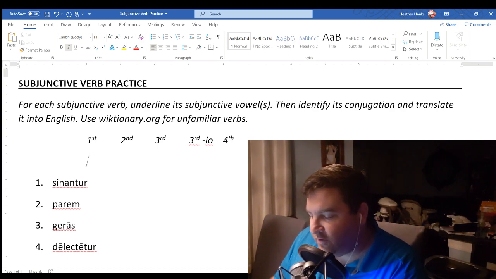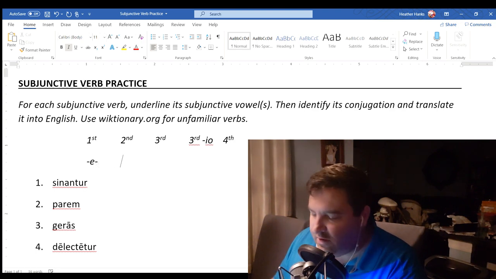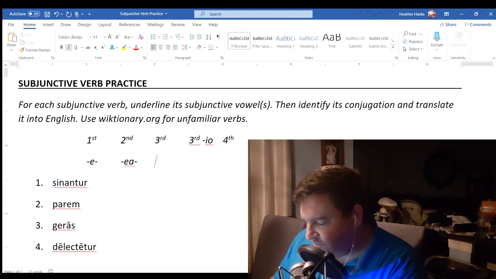So if it's first conjugation and it's a present subjunctive verb, instead of having an A for a stem letter, it's going to have an E. If it's second conjugation, instead of having an E, it's going to be an EA. If it's third conjugation, instead of having an I, it's going to have an A. If it's third IO, it's going to have an IA. And if it's fourth, instead of an I, it's also going to have an IA.